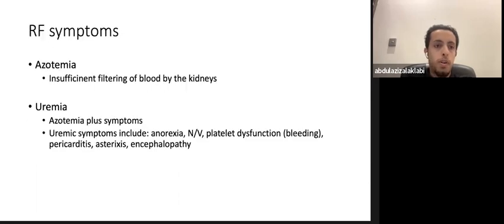So to start off, I want to define the symptoms of renal failure. We can divide it into azotemia and uremia. The difference between them is that azotemia is defined as insufficient filtering by the kidney. Now this is without symptoms. So uremia is azotemia with symptoms. These symptoms include the following: anorexia, nausea, vomiting.